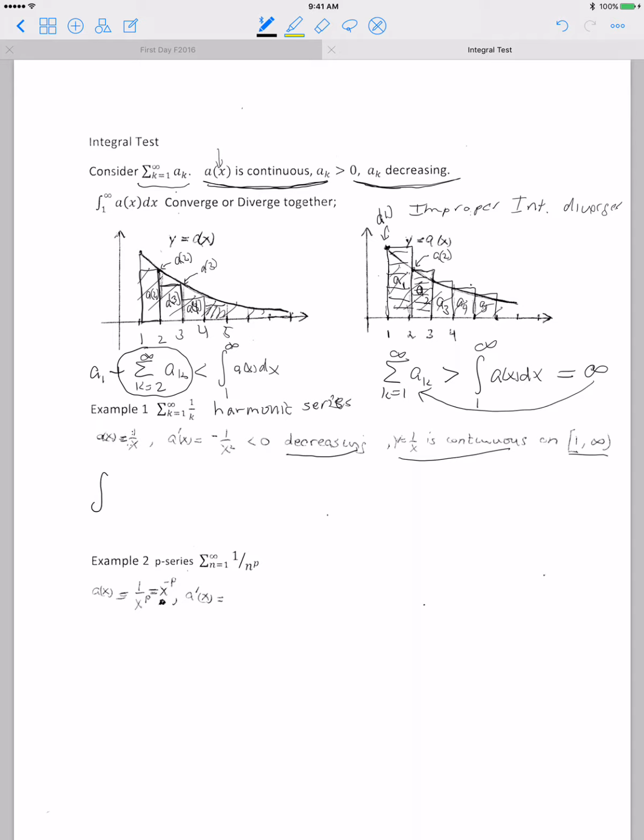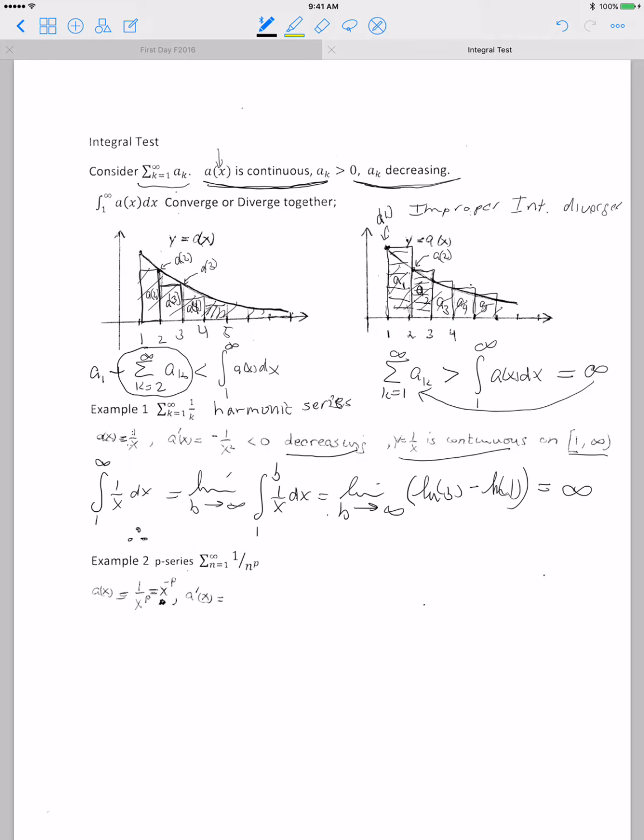So therefore, I'm going to integrate my function a of x using the improper integral from 1 to infinity. And that's the limit as b goes to infinity of the integral from 1 to b, 1 over x dx, which is the limit as b approaches infinity of the natural log of b minus the natural log of 1. Okay, and as b goes to infinity, the natural log of b is equal to infinity. So the improper integral diverges.